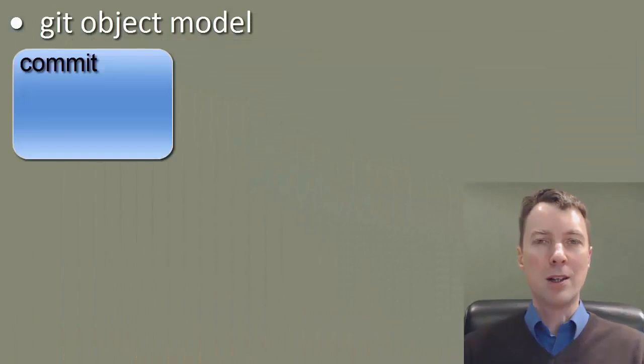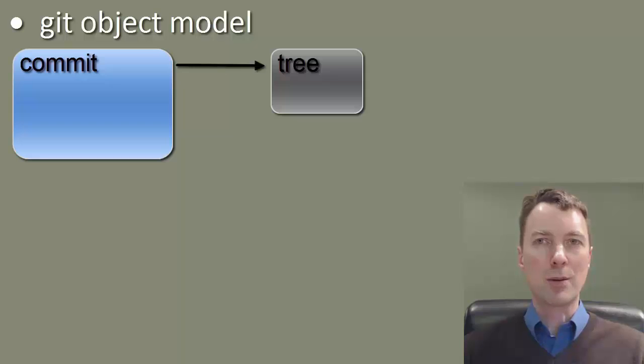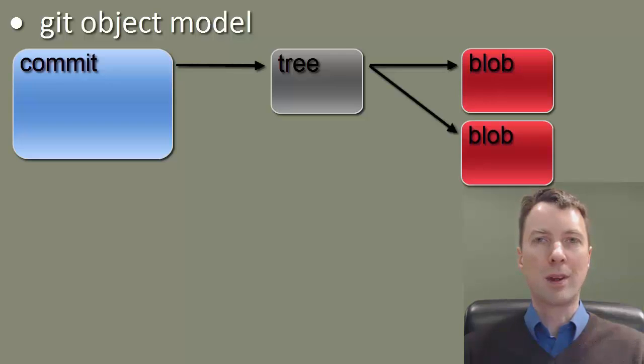So first, the Git object model. A Git project is a repository comprising snapshots of the history of the project. These snapshots are called commits. Each commit has a tree object representing a directory. This references other tree objects and blobs. A blob stores the contents of a file.